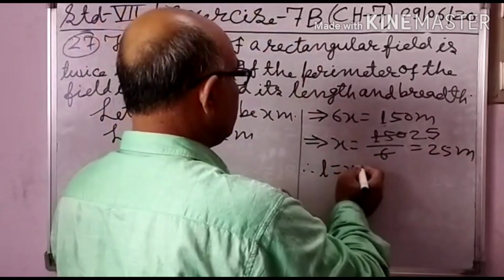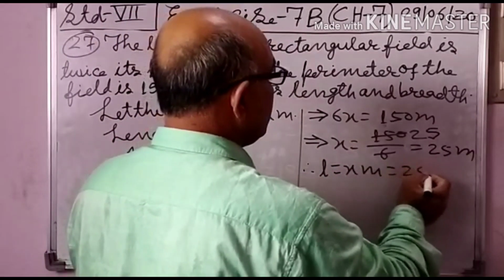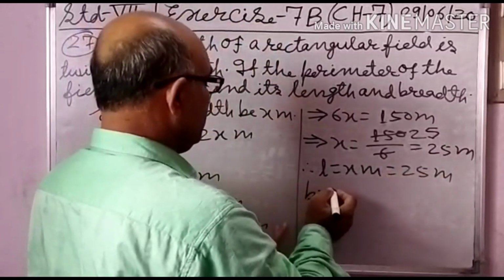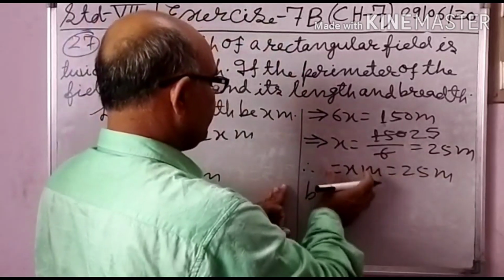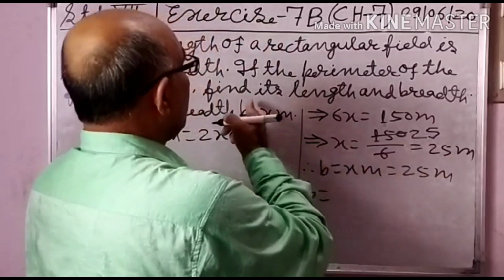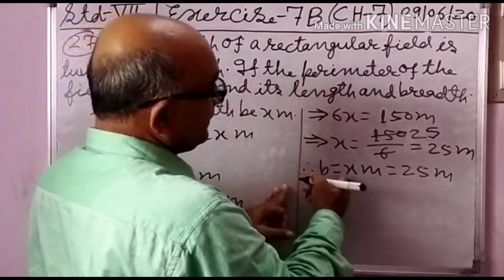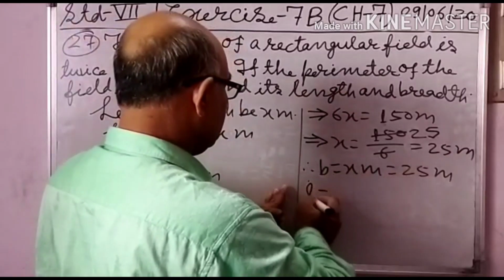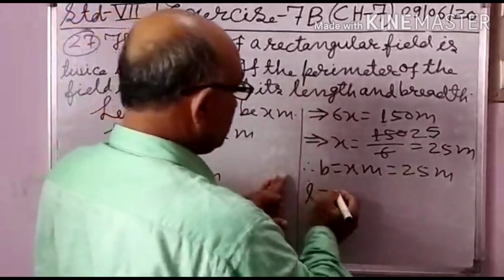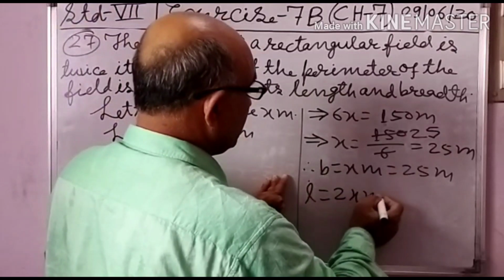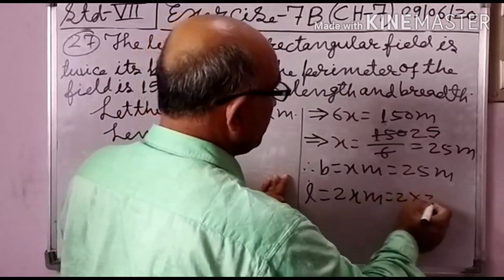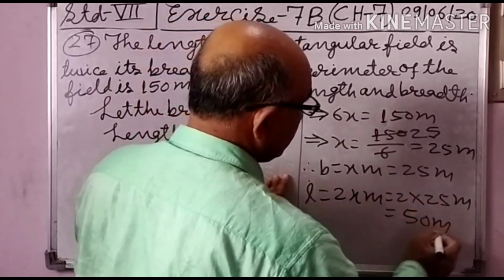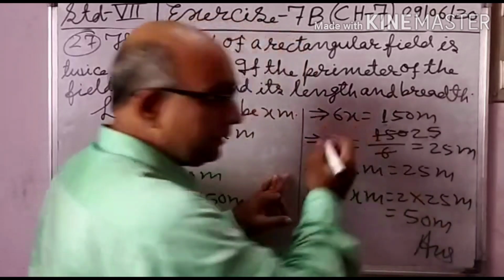Therefore breadth is x meter, equal to 25 meter, and length is 2x meter, equal to 2 into 25 meter. That means 50 meter. Answer. Write it.